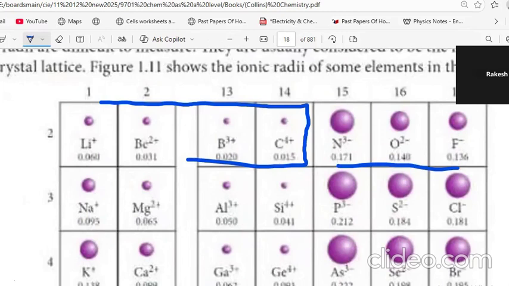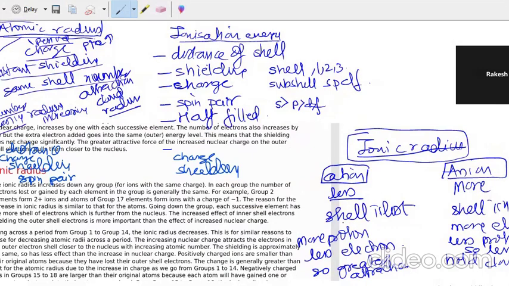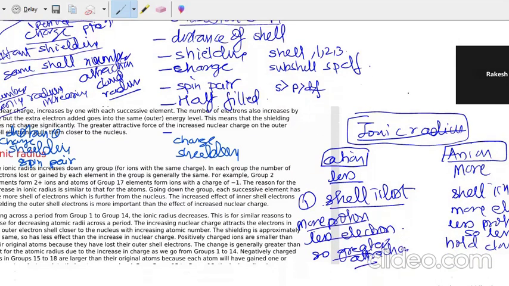So two things happen. Cation radius decreases. Cation radius is less than atomic radius, and anion radius is more than atomic radius. Why this happens is because when a cation is formed, a shell is lost. That is one reason. The second reason is there are more protons and fewer electrons, so they are held greater. So it is attracted closely.